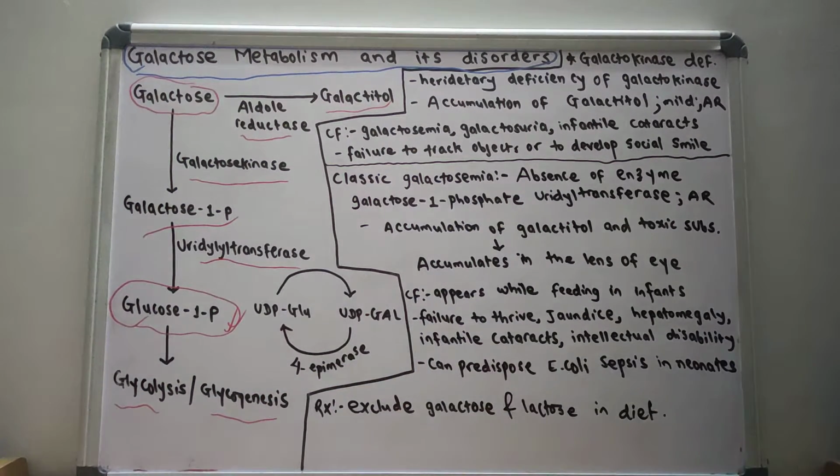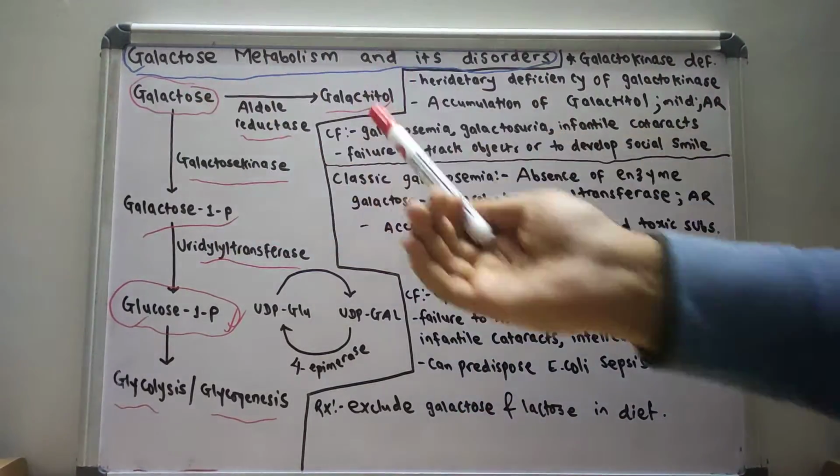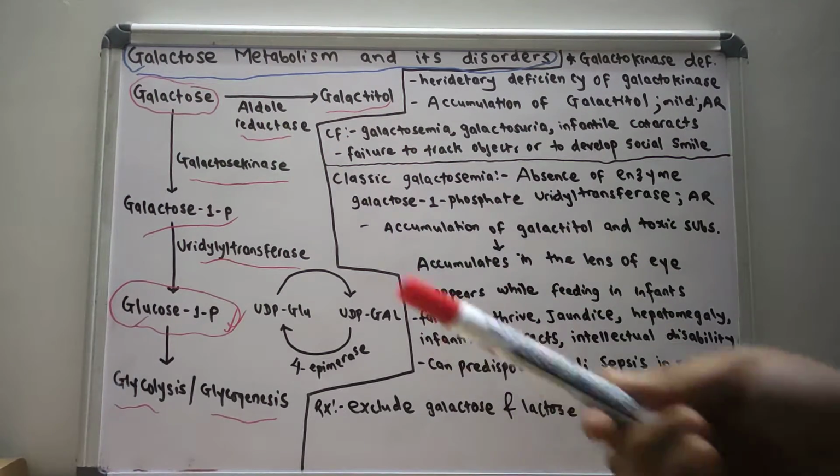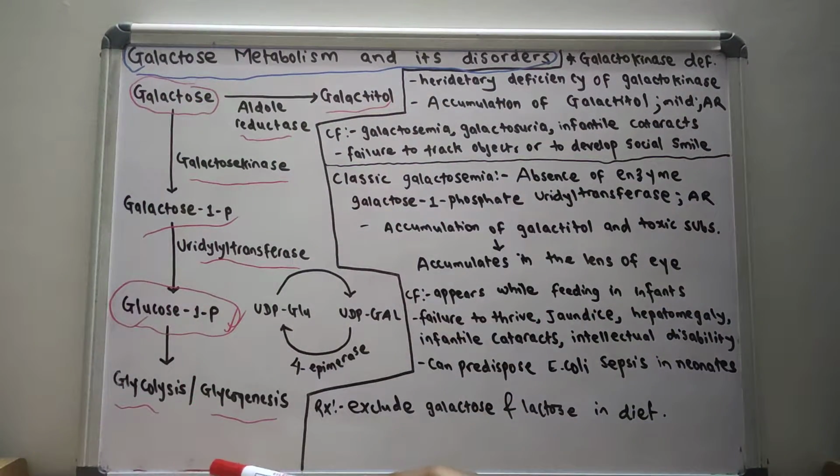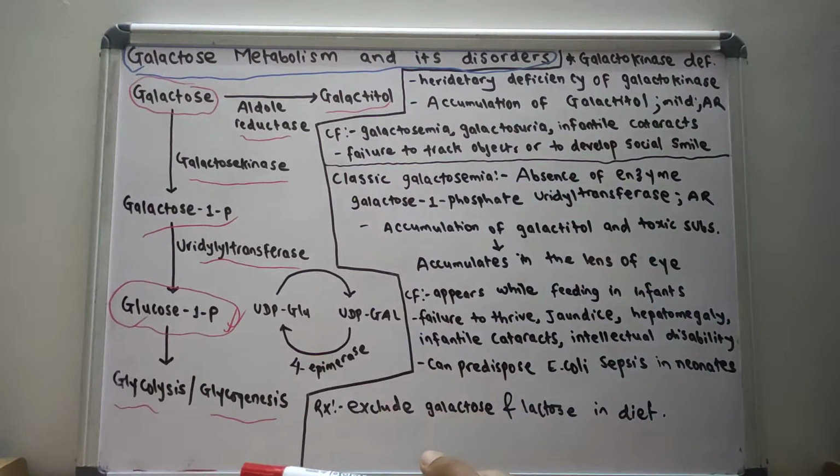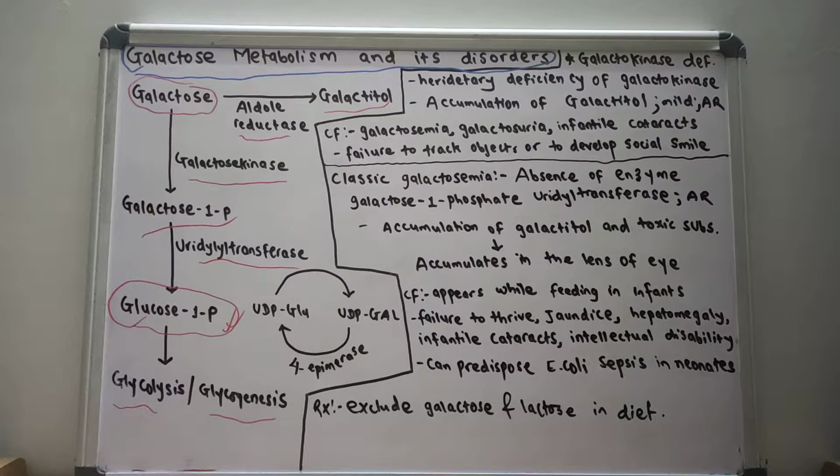So this is the main thing that happens to a molecule of galactose. The galactose can be converted into galactitol, or it may be metabolized into glycolysis or glycogenesis. It can ultimately go into these reactions to generate energy.